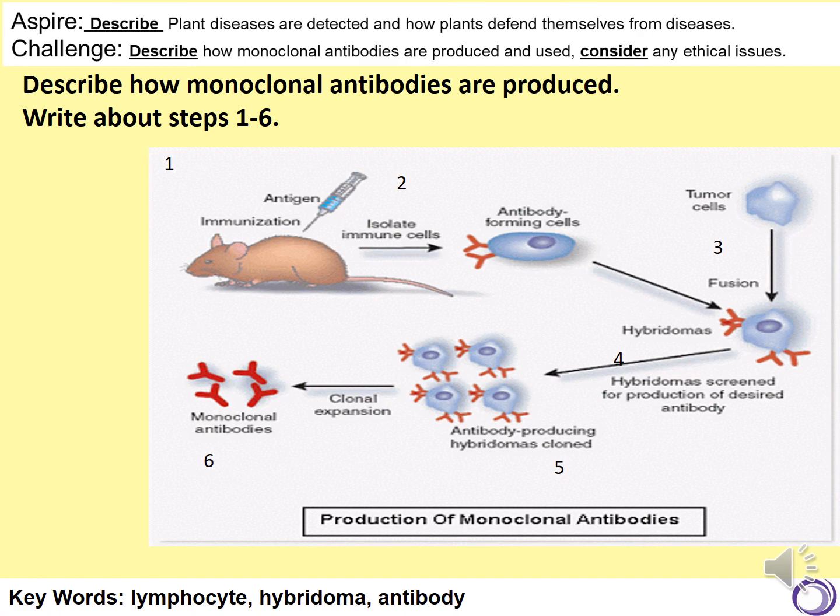Once we've created this hybridoma cell, and it's critical that you learn that particular word, what is it a hybrid of? A tumour cell and mouse antibodies. Then at that point we allow it to reproduce by cloning. That's asexual reproduction, and on here that's step 5. And at that point we're farming those desired antibodies that are capable of fighting the infection.